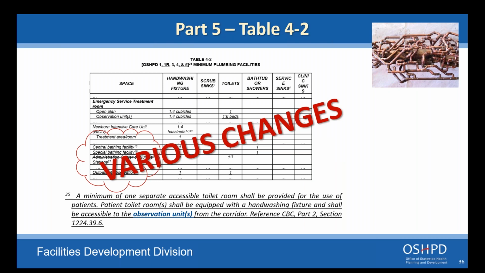Okay, various changes. Once again here, we're just trying to keep up with the changes in the building code regarding observation units. And we do have a couple different changes in table 4.2 on plumbing fixtures. We have some stuff where we've got accessible to the unit, toilet rooms in a corridor nearby and things like that. So we're addressing that here in table 4.2. It's nothing too big, really.